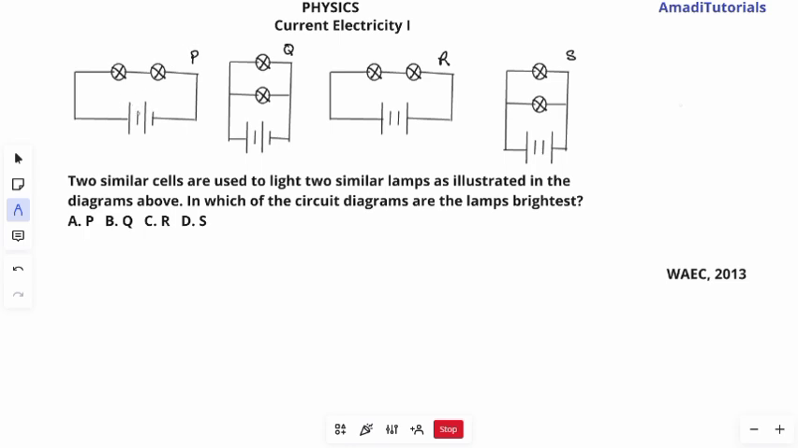So these are two cells, and we are told that those two cells are similar. That means they generate the same EMF or voltage. And we are also told that the lamps are similar. So what we notice here is a forward connection: the positive of this one to the negative of the next battery, from the negative to the positive.